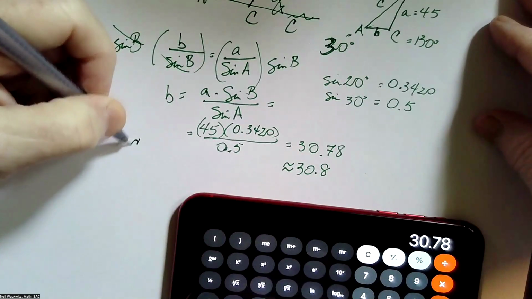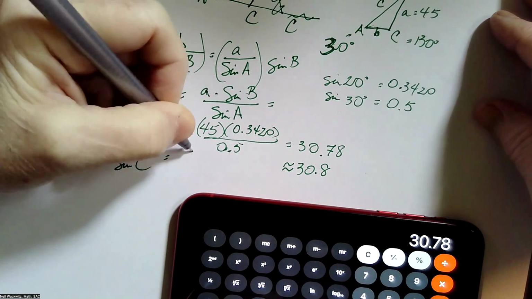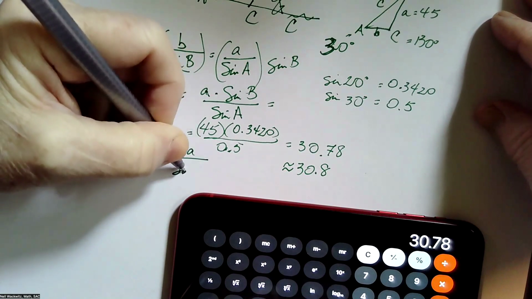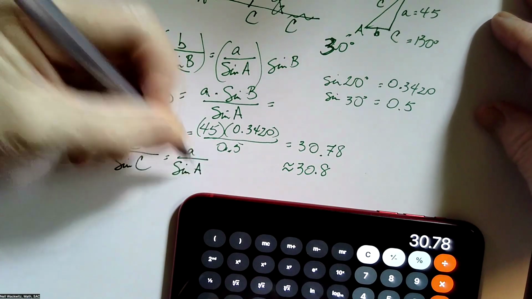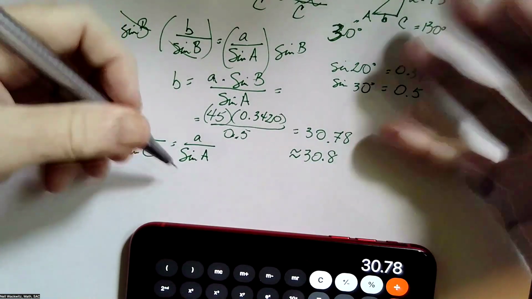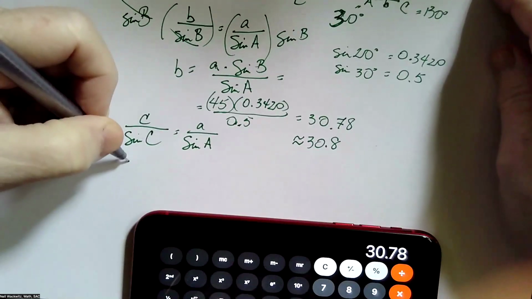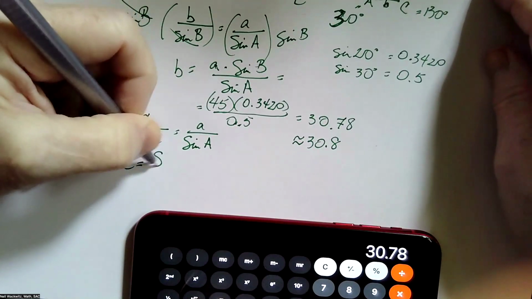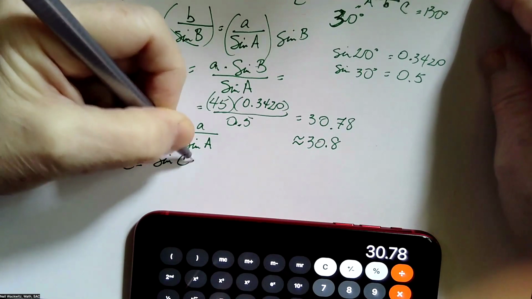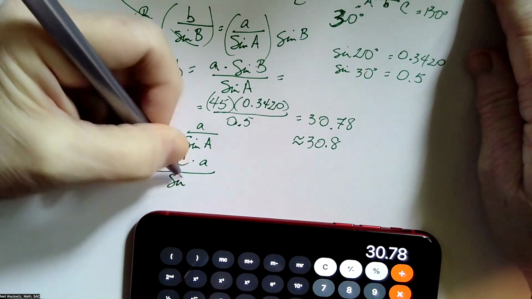So we've got little c over sine C equals little a over sine A. I'm going to multiply again both sides by the sine of the other angle. So multiply both sides by sine C. We get that little c is sine C times little a over sine A.